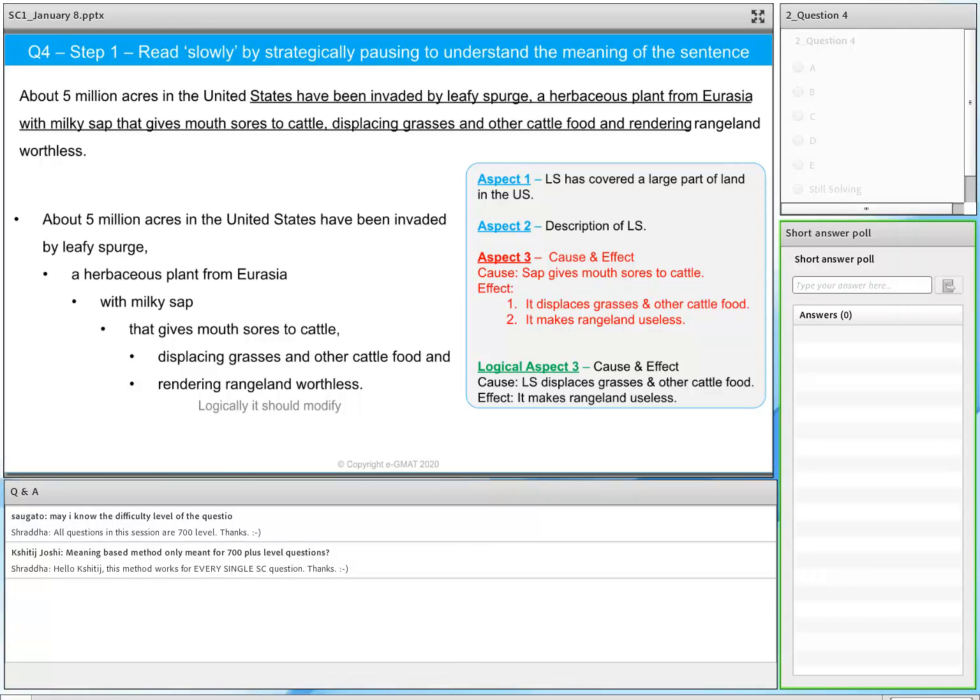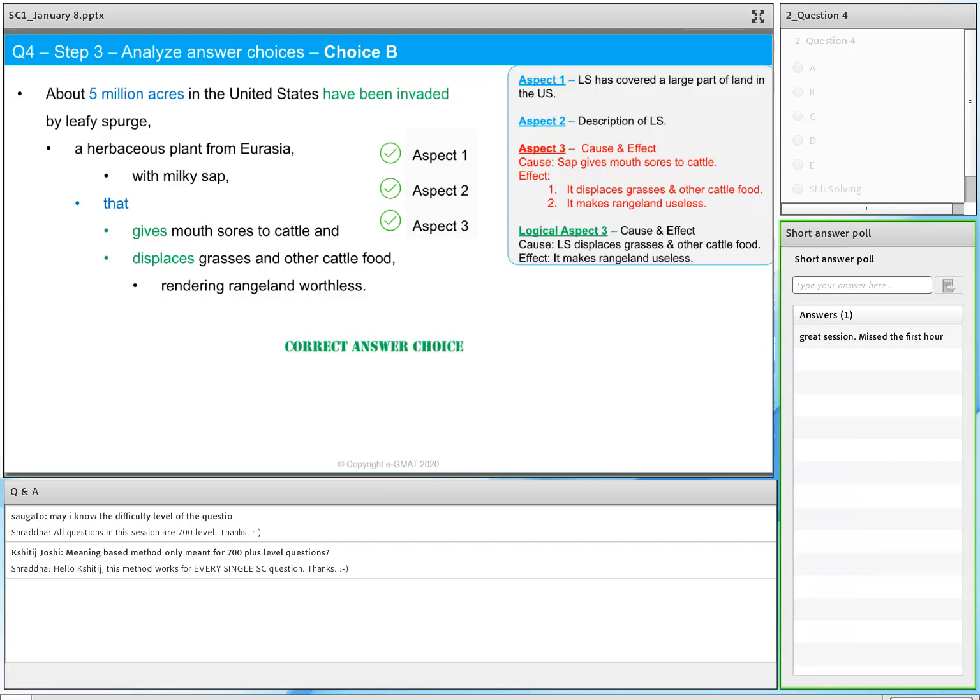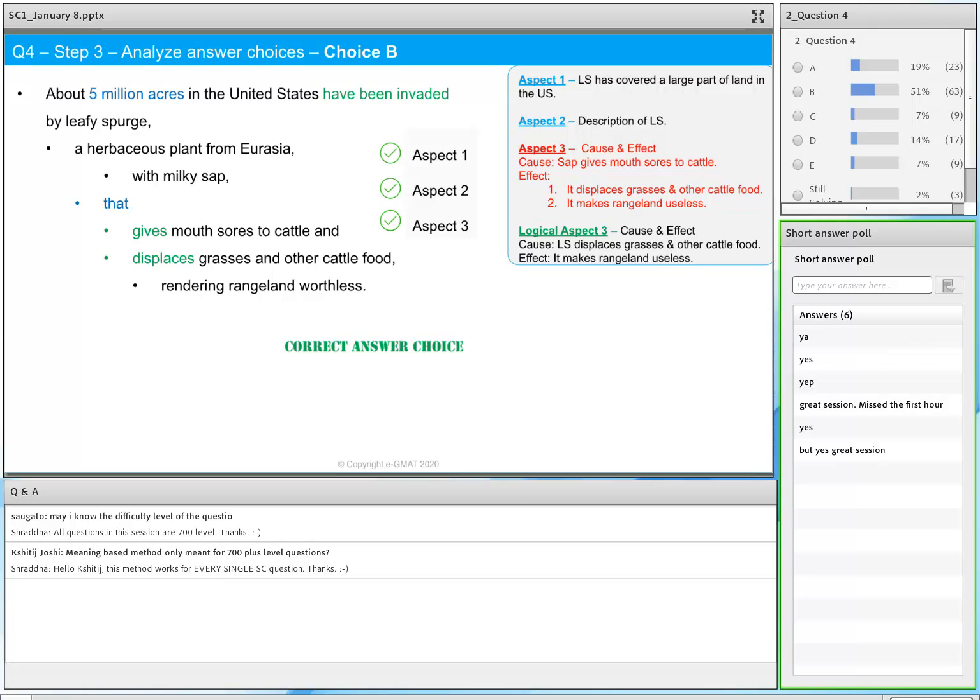Okay? Now, with this understanding, let's move on to our answer choice analysis. Now, most of you landed on choice B, which indeed is the correct answer. Okay. However, that's why I just wanted to get the clarification from you: did you arrive at the correct answer because of the right reason? And now see how beautifully everything falls in this sentence. Just analyze this answer choice. About 5 million acres in the United States have been invaded by leafy spurge.